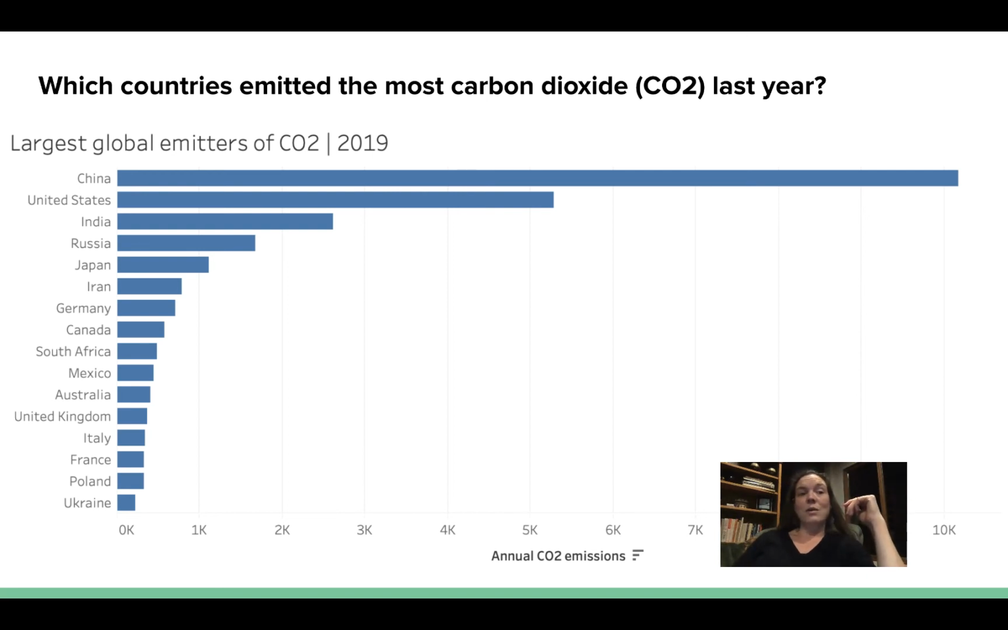So our largest global emitters in 2019: China, producing over 10,000 tons of carbon dioxide emissions. At about half of that, at about 5,300, was the United States. Then again, about half of that is India, then Russia, Japan. And then you can see here that the emissions of the remaining countries get quite a bit closer together and produce a lot less carbon dioxide. So we can see in this chart that there are a few global heavy hitters for greenhouse gas pollution, and those really are China, US, and India, with Russia coming in at a distant fourth.